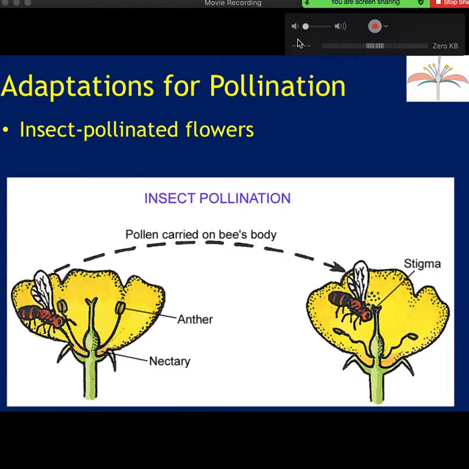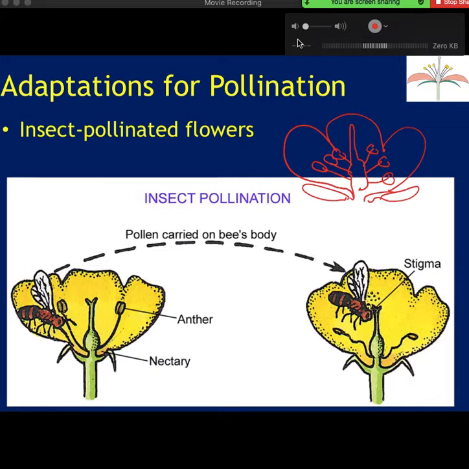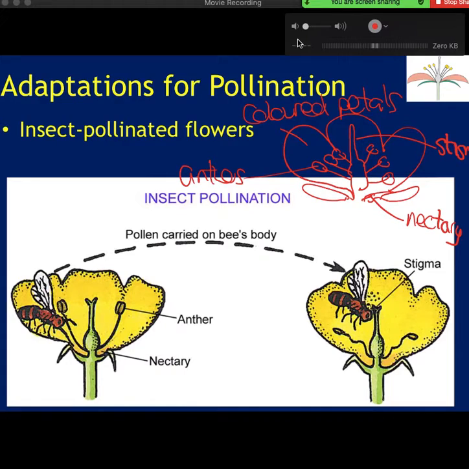So then for insect pollinated, it's going to be different in that it's now going to be a flowering plant, or what we would associate with the flowering plant. So here it will have your coloured petals. It'll have your stigma inside. It'll have your anthers inside. It'll have nectaries down here at the bottom to encourage insects or animals to get pollen on their coats and distribute it.